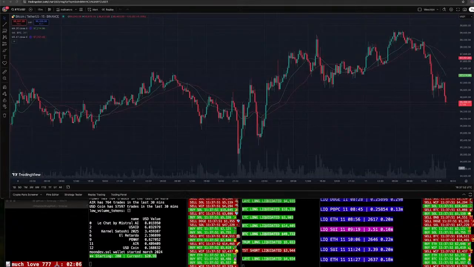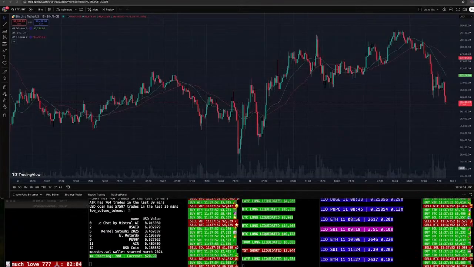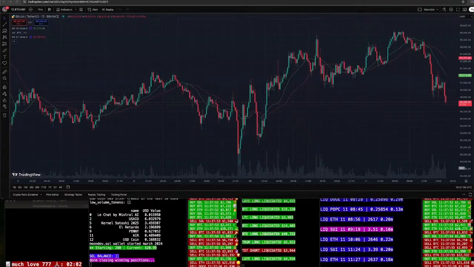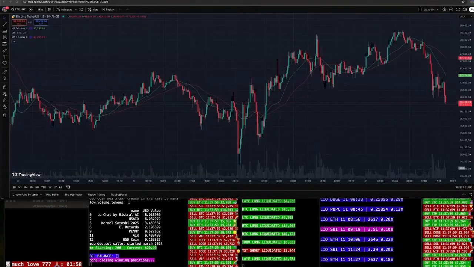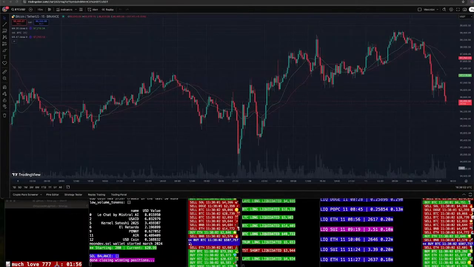My RBI framework is research strategies, then backtest those strategies to see if they worked in the past, and if they work in the past, then implement them with small size into a trading bot.